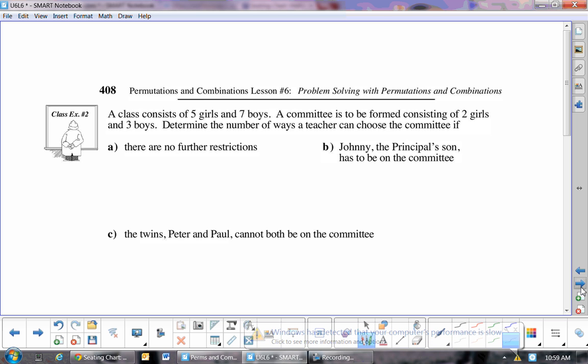Now, of class, 5 girls, 7 boys. So we got 5G, 7B. Okay? A committee is to be formed with 2 girls and 3 boys. Determine the number of ways a teacher can choose a committee.